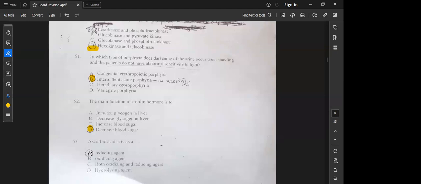The function of insulin, that one has already been highlighted, is to decrease blood sugar. Ascorbic acid acts as a what? Vitamin C. What does vitamin C act as? Is it a reducing agent? Is it both, or is it a hydrolyzing agent? Vitamin C, ascorbic acid.